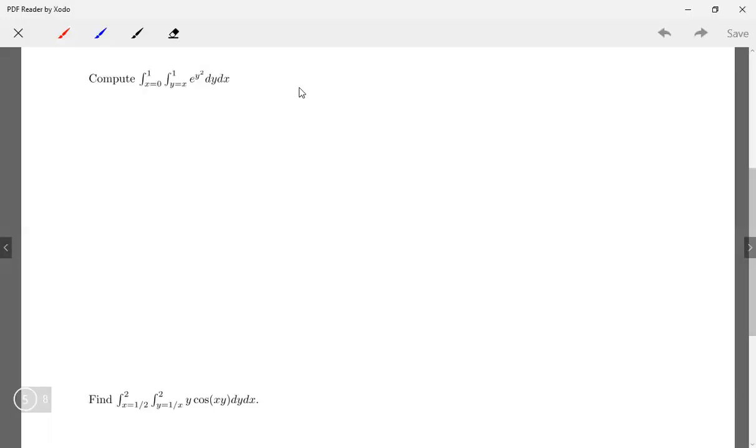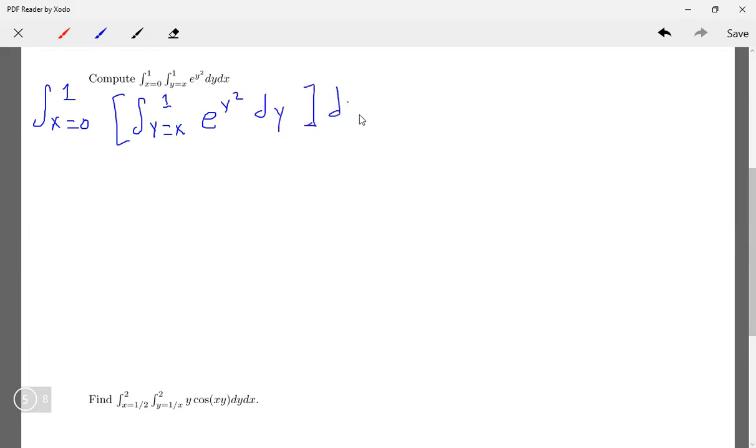Okay, so this is another double integral, but you'll see there's going to be a hitch that we'll have to deal with. If we just start to do it, this is the integral x equals 0 to 1. Then on the inside, we have the integral y equals x to 1 of e to the y squared dy dx. Now the next step should be to take the antiderivative of e to the y squared with respect to y. Now, this is a problem.